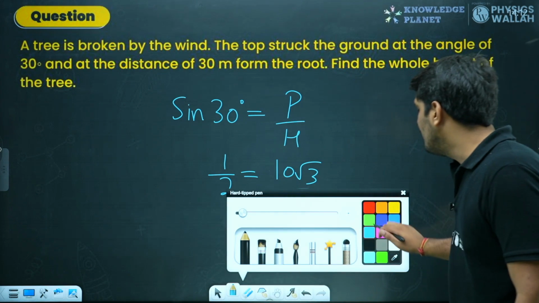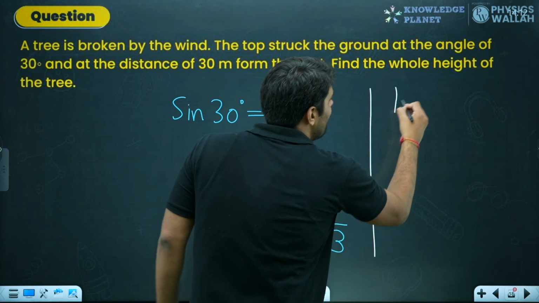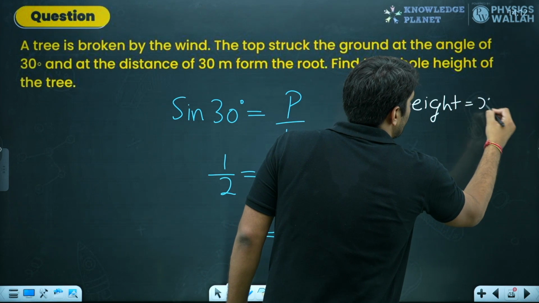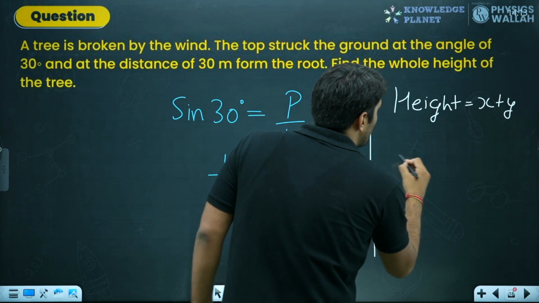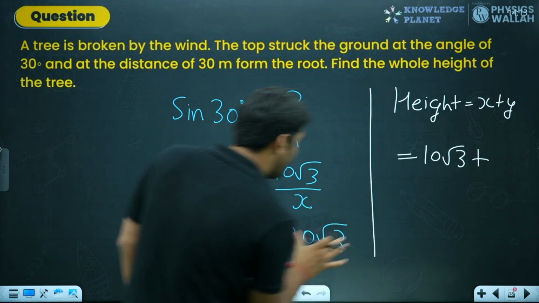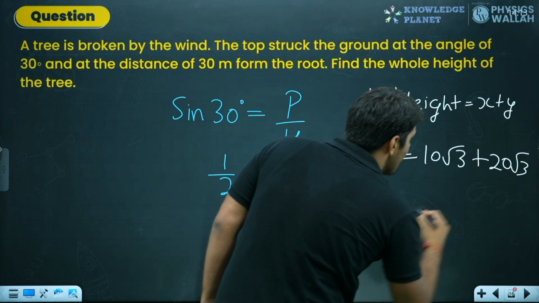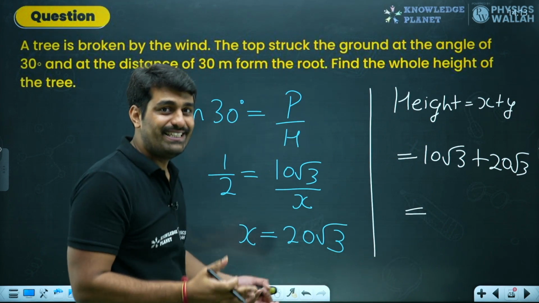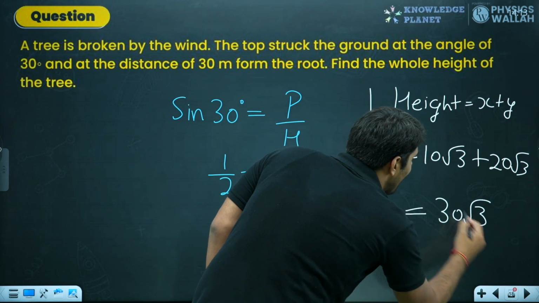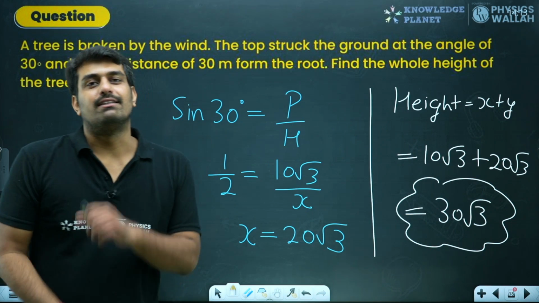Now we can call the height as, the height will be what? Height we have called out as x plus y. And we know the value of x and y, so height will be what? 10 root 3 plus 20 root 3. I hope you are good at addition, because the addition is very simple. We have 10 plus 20, 30 root 3 is the height of the tree. This is what we have asked.